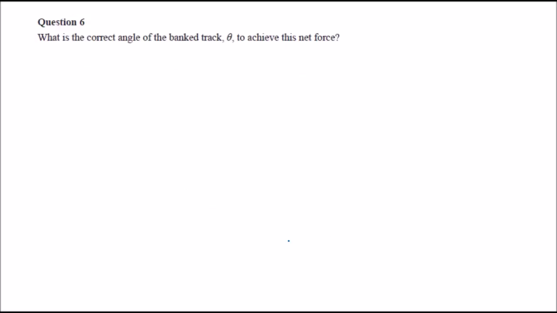Okay, what is the correct angle of the banked track theta to achieve this net force? Now, because we know that the rider and the bike are travelling at exactly the right speed for that angle of the track, then all we need to think about is the angle that's formed between Fc or centripetal acceleration and the weight or acceleration due to gravity. So all we've got to do is think about the angle that forms there. So I've got this angle here, theta.